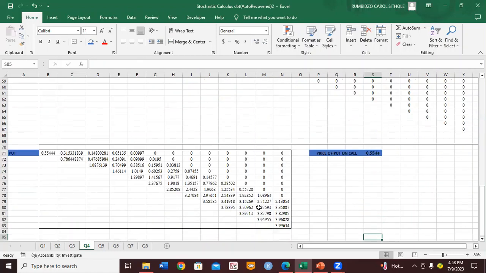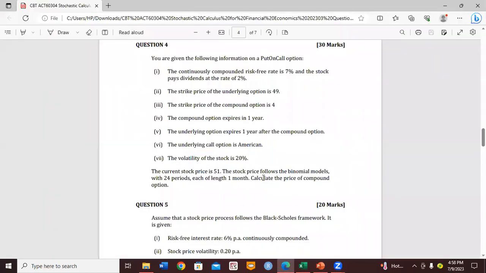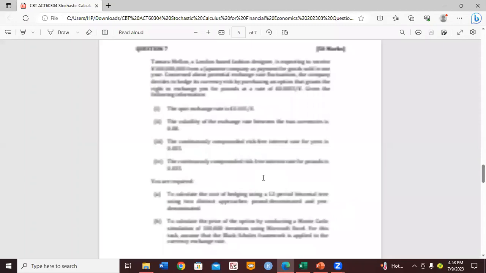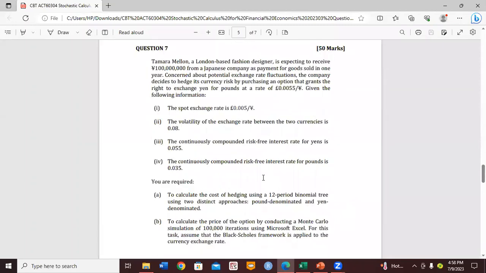So now we'll move on to our question number 7. Question number 7 says that Tamara Mellon, a London-based fashion designer, is expecting to receive 100 million yen from a Japanese company as payment for goods sold in 1 year. Concerned about the potential exchange rate fluctuations, the company decides to hedge its risk by purchasing an option that grants them the right to exchange yen for pounds at a rate of 0.055.